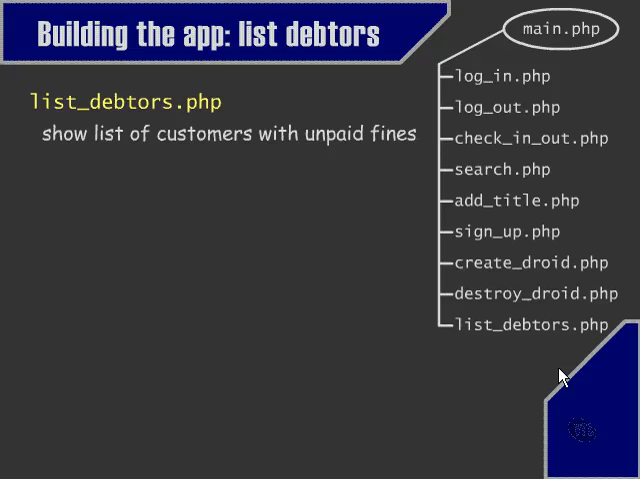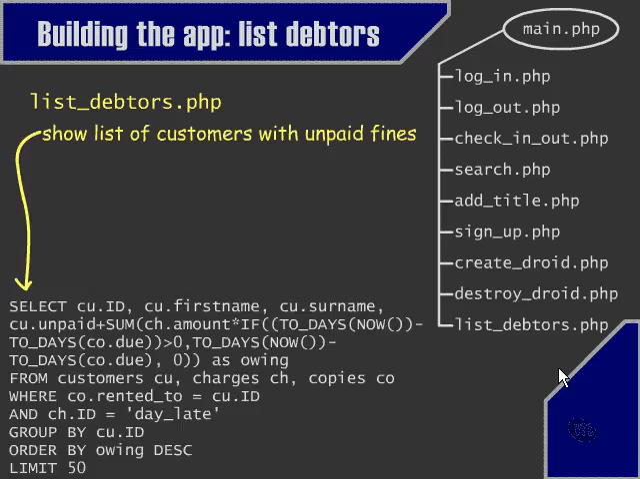There's only one query that occurs in the listDebtors.php script, and this query looks like this. Now, this may seem a rather formidable amount of information, but let's look at it point by point and see exactly what is being done with this query. First of all, if we look at the from clause here, we'll notice that all the information is being pulled purely from the customers table, the charges table, and the copies table.